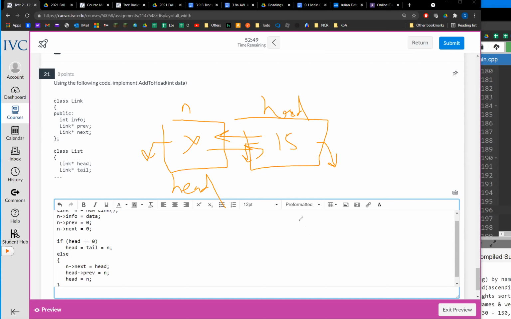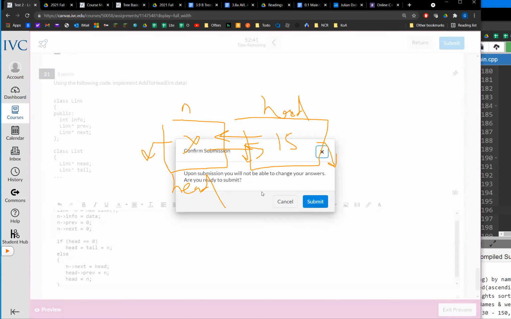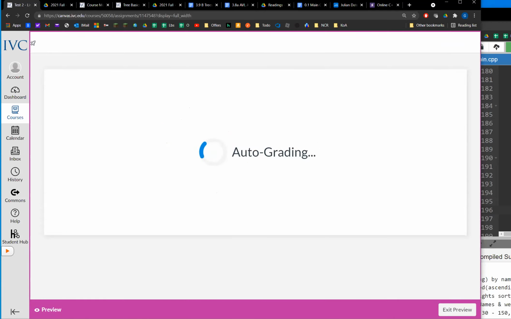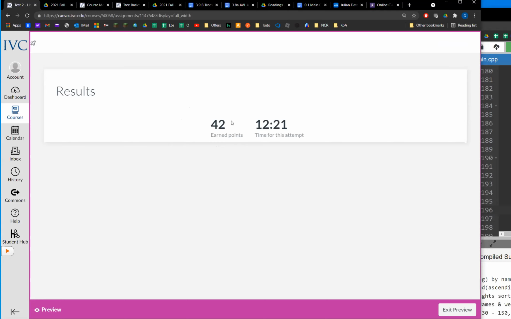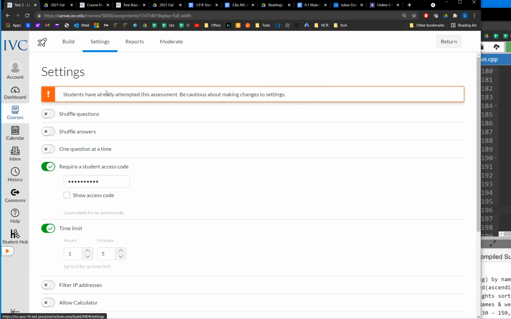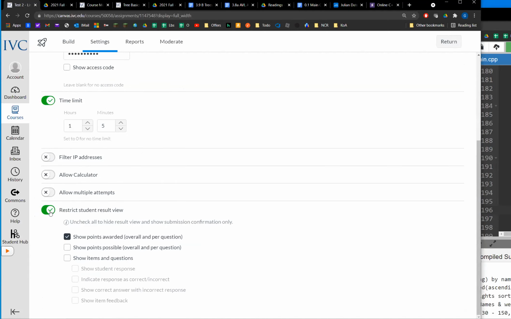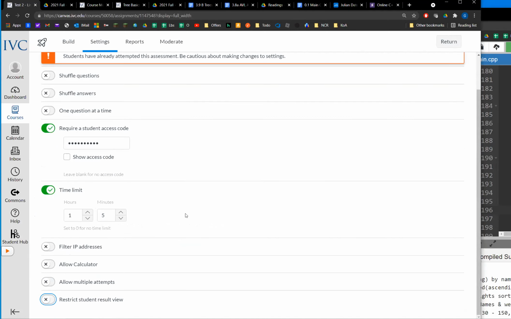And there's the test. See if I goofed up the key at all. No, it looks like the key is correct. 42. Should have remembered to turn that off so you can see your answers. You can see your answers now. See what didn't quite line up with what we were expecting the answer to be.